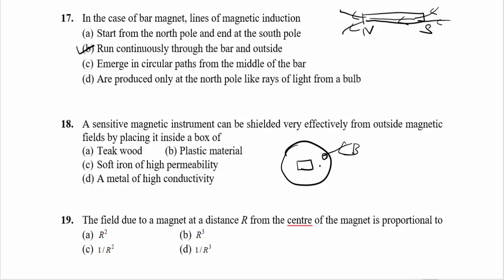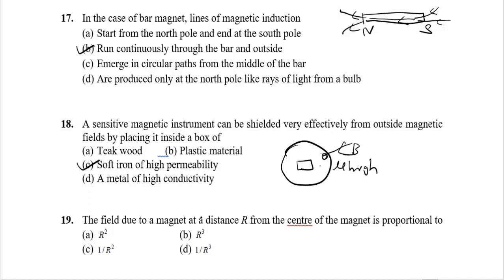For this, we have to use a material having high permeability. Which material has high permeability? Soft iron core has high permeability, so it will absorb the magnetic field inside it and will not allow it to touch the sensitive material. So option is C. The concept is that for shielding we have to use a high permeability material, which is soft iron core. So 18th is C. Then 19th question.